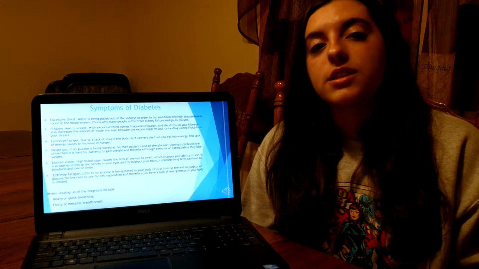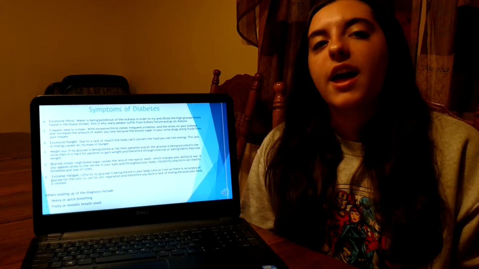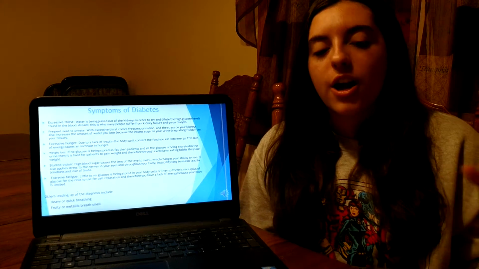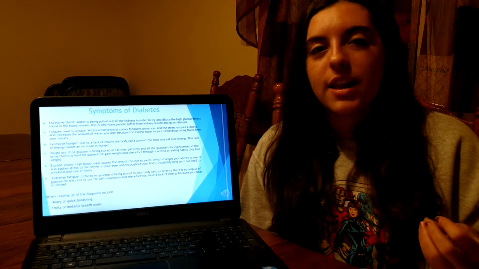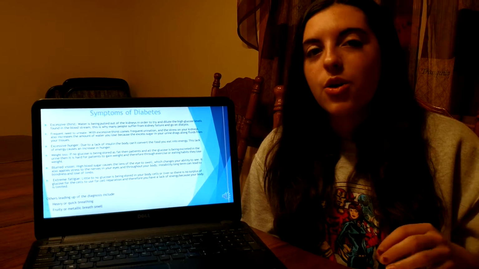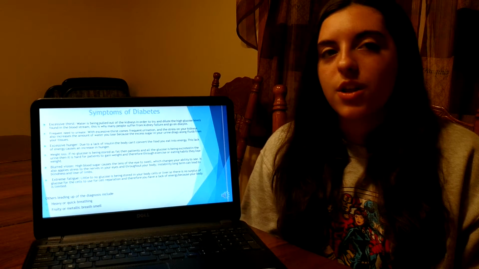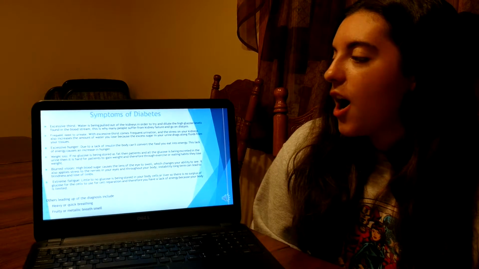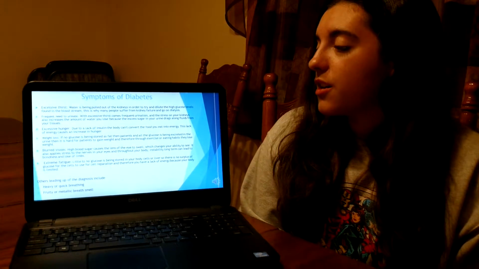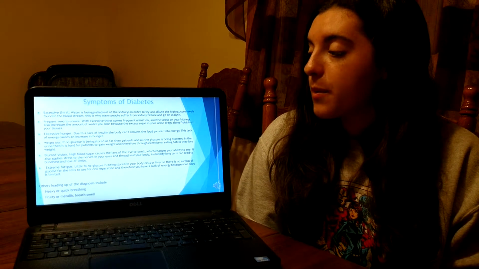If you are not able to store glucose as sugar into fats, then people have trouble gaining weight because they are exercising and they're not storing any of that extra sugar to use as fat, and they're breaking down the fats when they are having a low blood sugar. They're breaking down fats in their body, and so they get weight loss. Blurred vision is when you have high levels of glucose in your bloodstream.